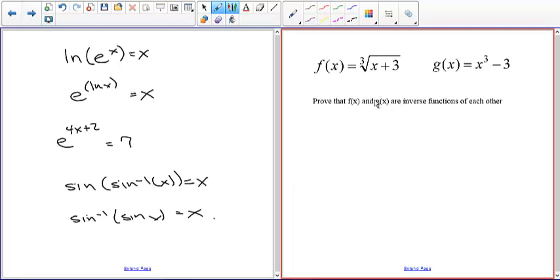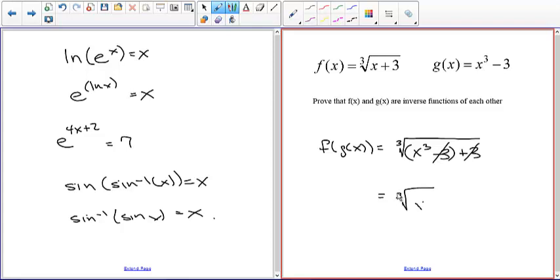So here's another proof that these two are inverse functions of each other. So f of g of x. So what we do is we take the original function, f of something, and for x we stick in x cubed minus 3. So x becomes x cubed minus 3. We still have the plus 3. See, the 3's cancel out, go to 0. So we have the cube root of x cubed, which is x.